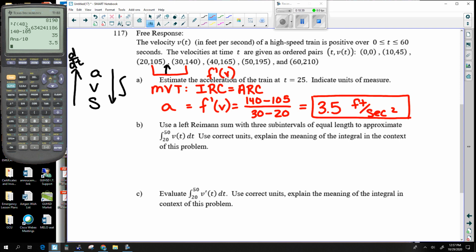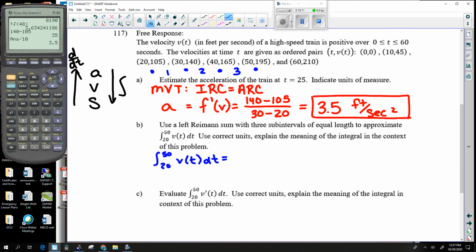Use a left-Riemann sum to approximate the value of that. All right, so the left-Riemann sum with 3 sub-intervals from 20 to 50. So 20 to 50 has 3 intervals. So 20 to 50 of this velocity using the left-Riemann sums.